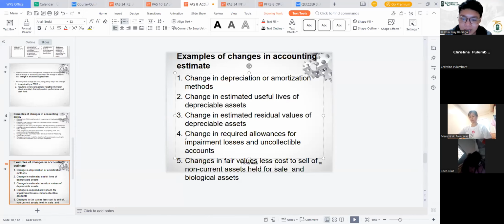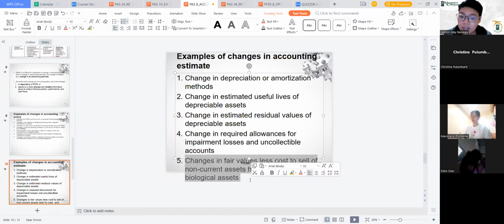Next one, changes in allowance for impairment losses and uncollectible accounts. Your allowance for bad debts expense, guys, uncollectible accounts, and impairment losses are all changes in accounting estimates. And finally, changes in fair value less cost to sell of the non-current asset held for sale, pati na rin sa biological assets, since these are the measurement basis of the said items under assets. So please remember these examples. These are the typical examples and usually being asked in the theory side.